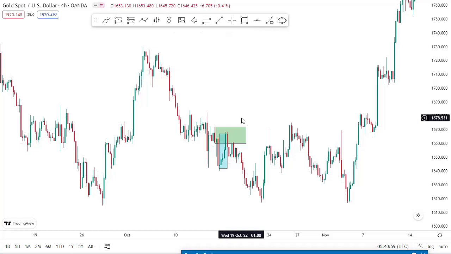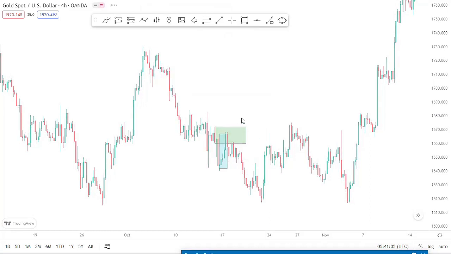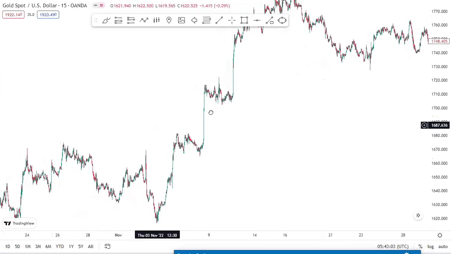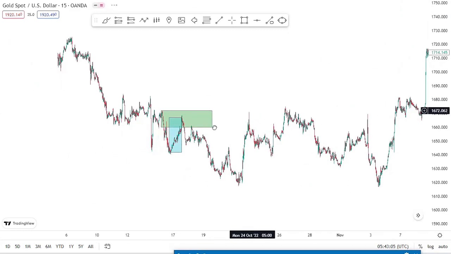Okay, so as a day trader, I'm scaling down to 15 minutes to go and observe this chart pattern. Right here on 15 minutes, let's look for that same place we marked. Okay, this is it. Let's see how this price action develops in this zone.